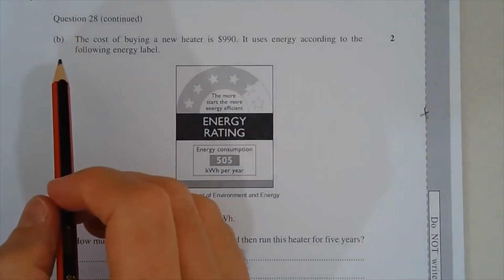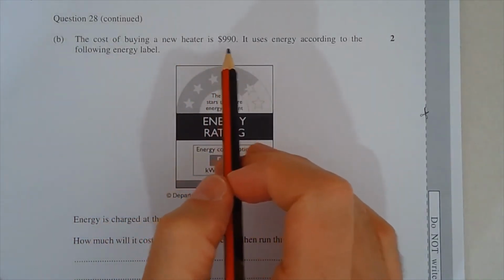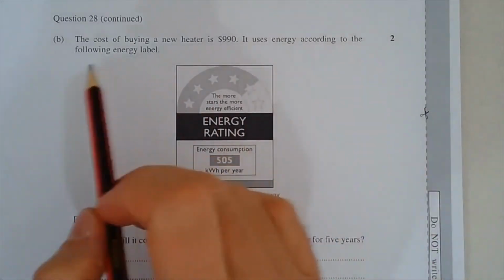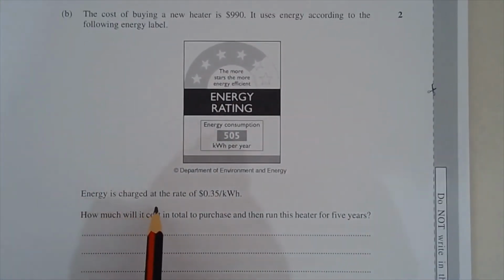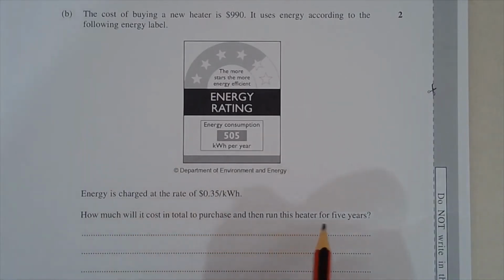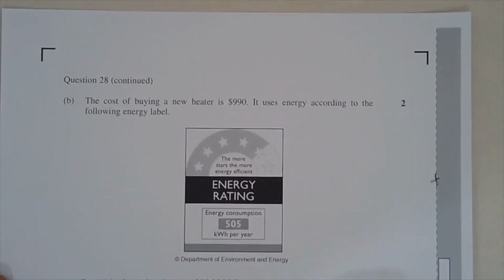Question 28b. The cost of buying a new heater is $990. It uses energy according to the following energy label. Energy is charged at the rate of 35 cents per kilowatt hour. How much will it cost in total to purchase and then run this heater for 5 years? So there are two components to this cost.